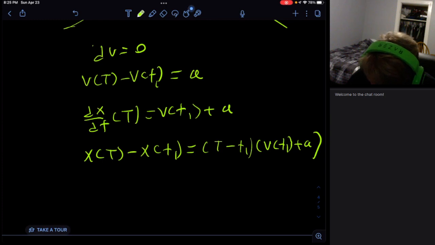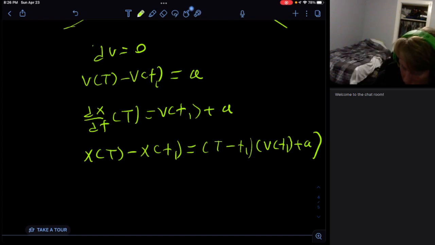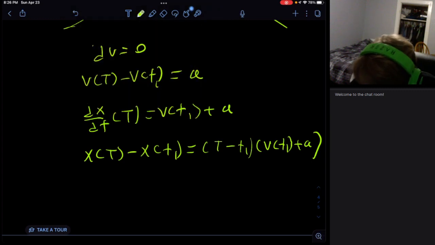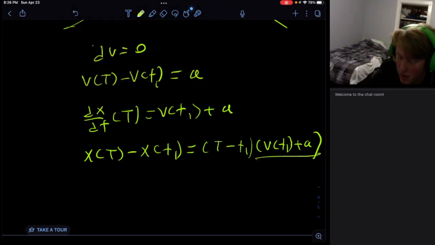There was something that I was going to try to cancel out at some point, but yeah. Oh yeah, okay. Basically, this is the intuition that I was trying to get to. So v of t1 and v of a are just a constant.